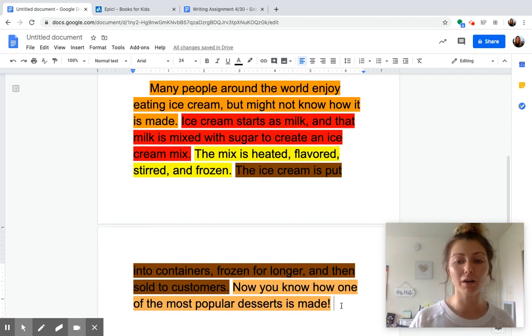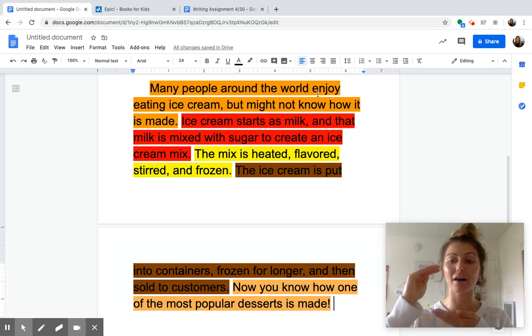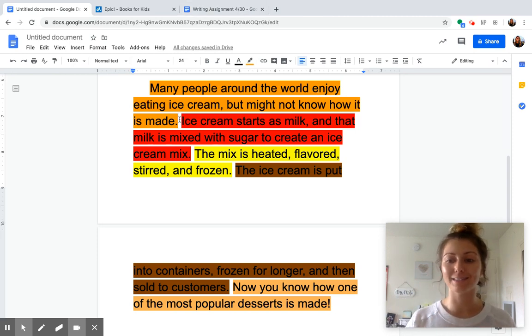Lastly, we have our bottom bun. The closing, final, conclusion sentence says, "Now you know how one of the most popular desserts is made." That relates back to our first top bun. Remember, buns are made of the same thing. They're both bread, but they look a little different. Just like our top bun sentence here says almost the same thing as our bottom sentence. They're just a little different, but both have the same topic, the same idea.